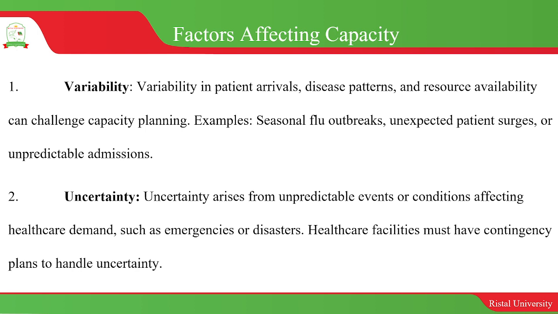Okay, let's look at factors affecting capacity. There are quite a number of them. So let's start with number one, which is variability, and number two is uncertainty. So let's look at variability. This is variability in the patient arrivals, disease patterns, and resource availability, which can challenge the capacity planning.